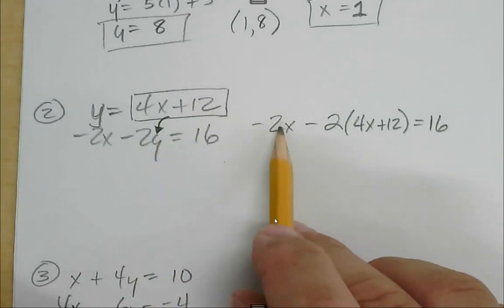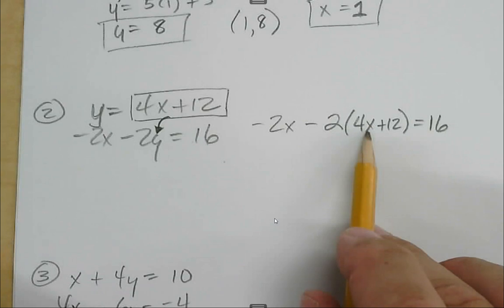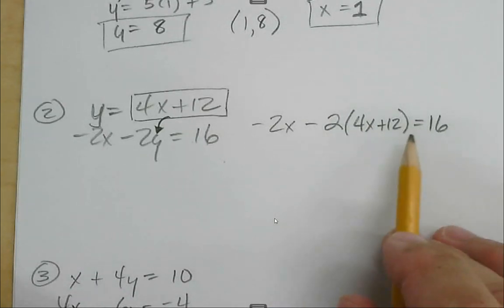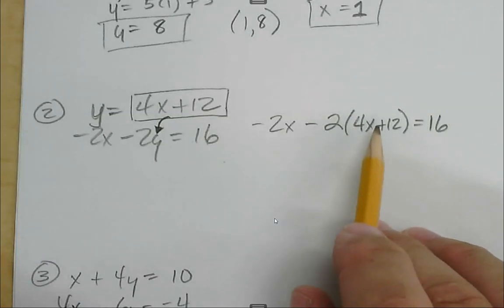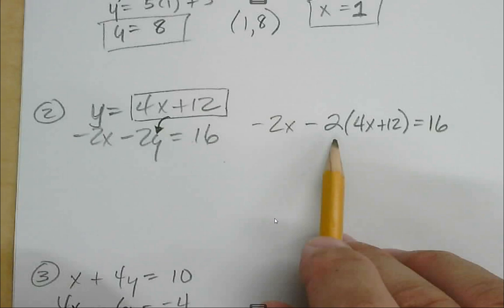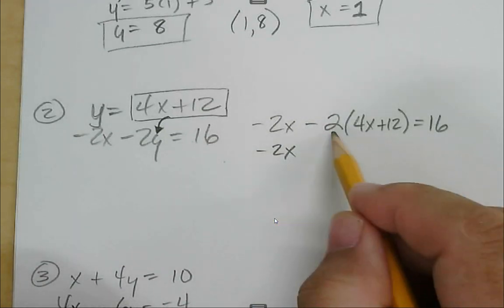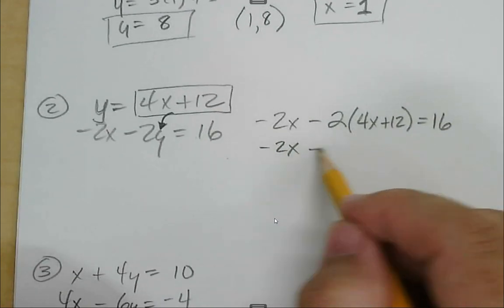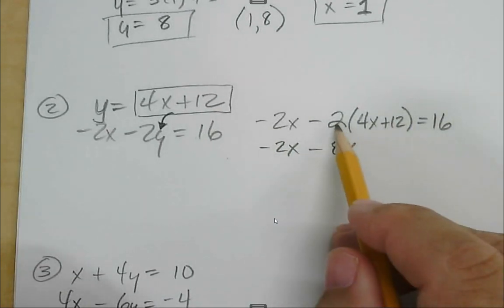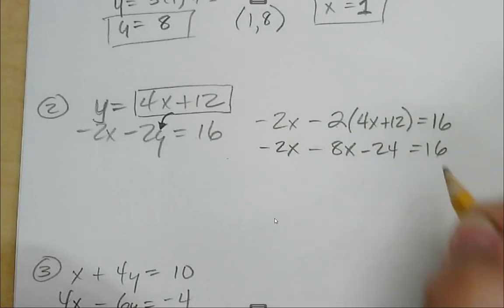Now notice what happens. Now in my equation, I have nothing but x values left. So I've basically got rid of one of my variables, at least temporarily. The issue with substitution, the reason that I don't like it as much, is because now I have a lot of work to do. So now I have to take negative 2x and distribute this 2 through. So negative 2 times 4x would be negative 8x. Negative 2 times 12 is negative 24, and it equals 16.